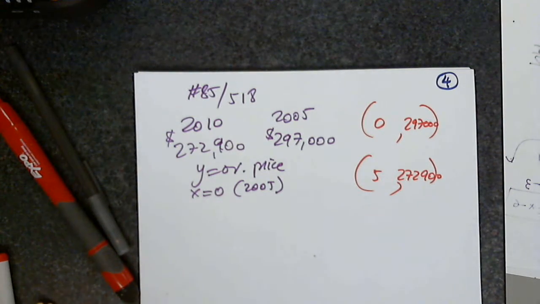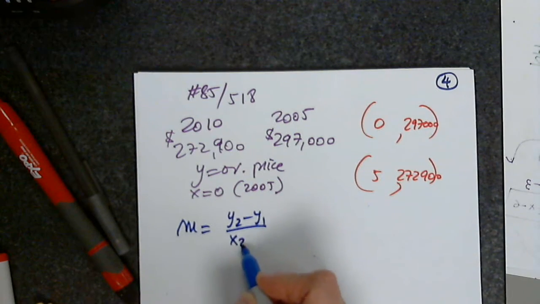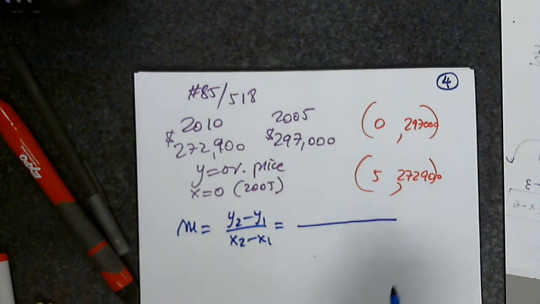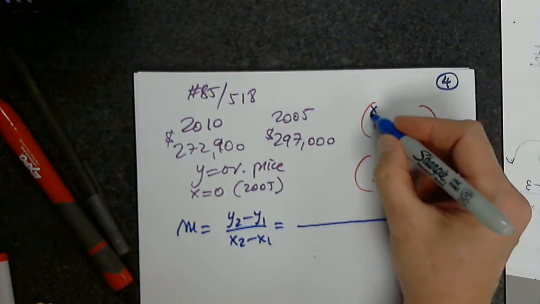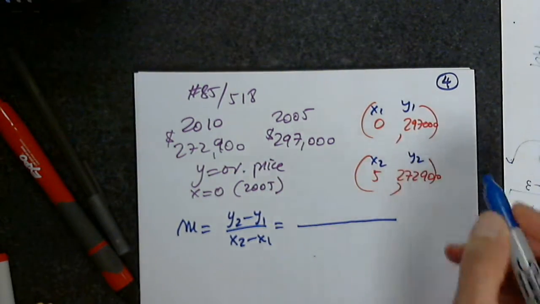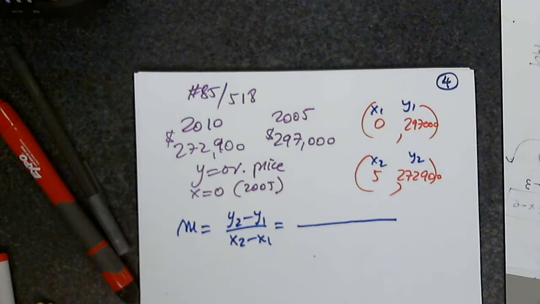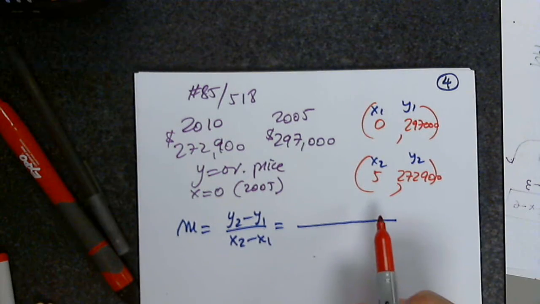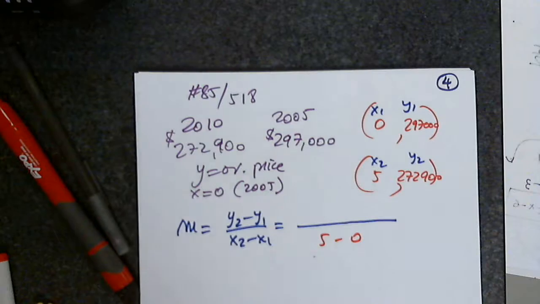Y2 minus Y1 over X2 minus X1. Please dictate. Label them carefully if you need to. Write X1, Y1, write X2, Y2 so you don't make a mistake. And tell me what to write. Minus 0. Say that again. Over X2 minus X1. Yes. 5 minus 0 for X2 minus X1. Perfect.